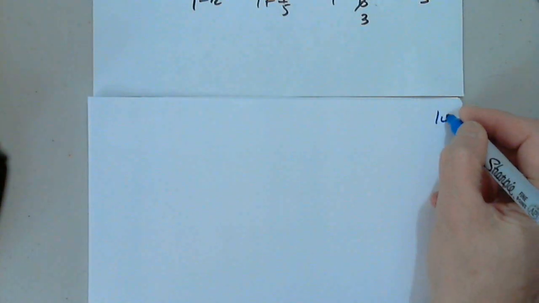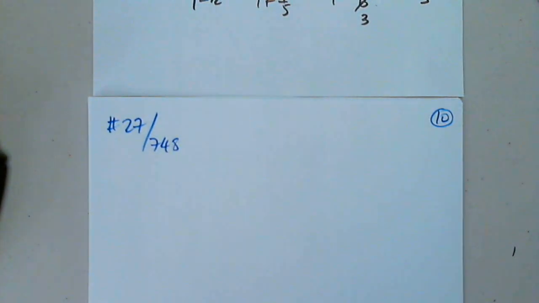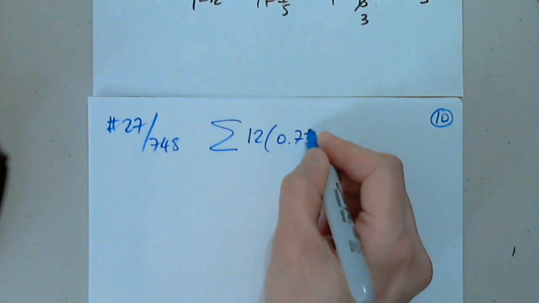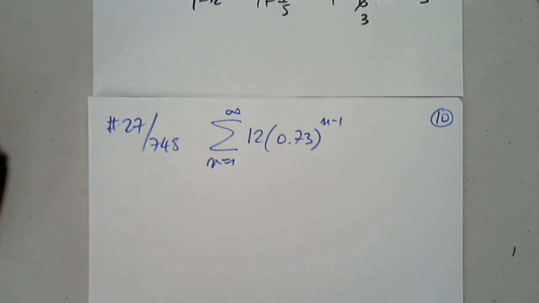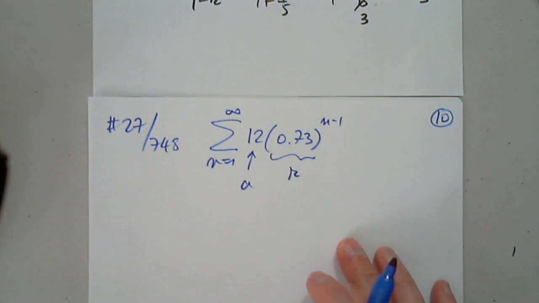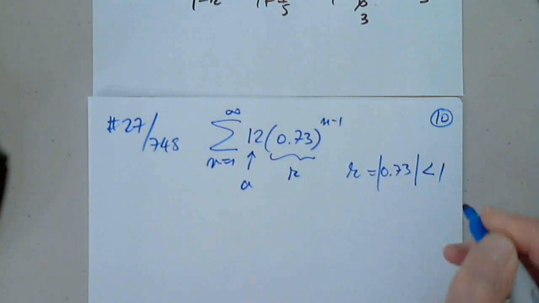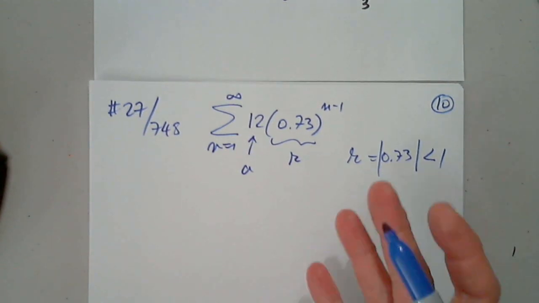Moving on. Next example, 27. Also on 748. And we have the sum from n equals 1 to infinity of 12 times 0.73 to the n minus 1. As we see here, this is the a and this is the common ratio. Since the common ratio is 0.73, which in absolute value is less than 1, the geometric infinite series converges.